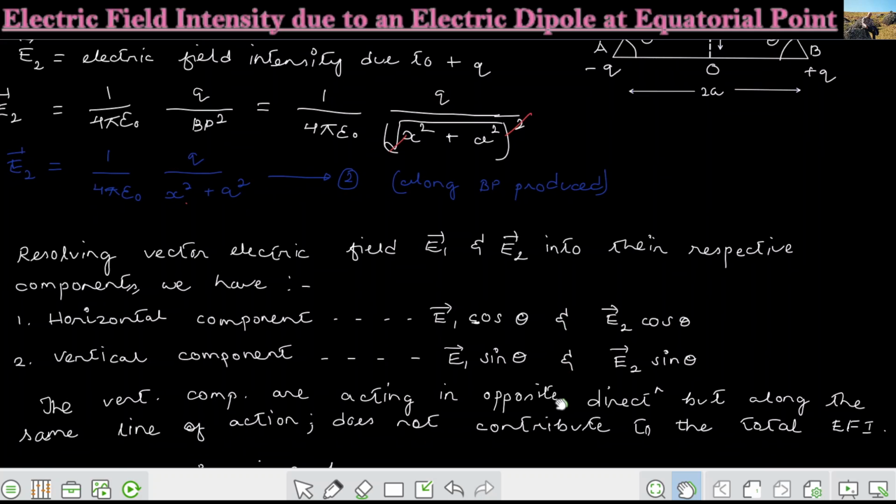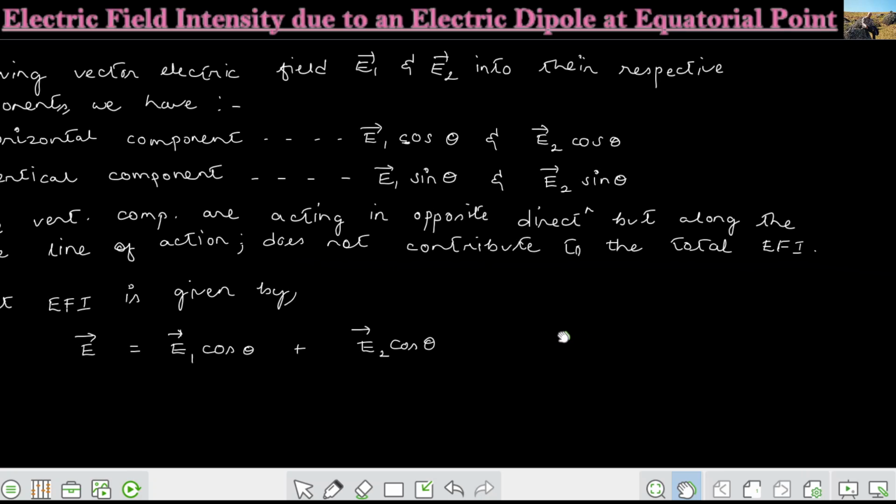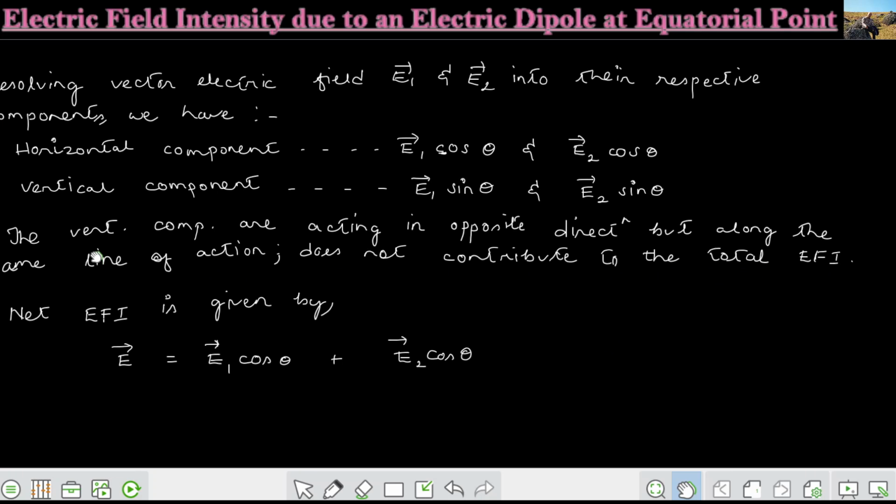Now, incorporating the other ideas, we have already explained why the net electric field is given by this equation: the electric field due to the vertical components will cancel each other's effect. The vertical components are the same in magnitude and opposite in direction, along the same line of action, so they will not contribute to the total field. So the net field will be due to the horizontal component.